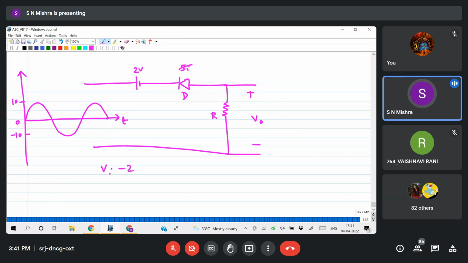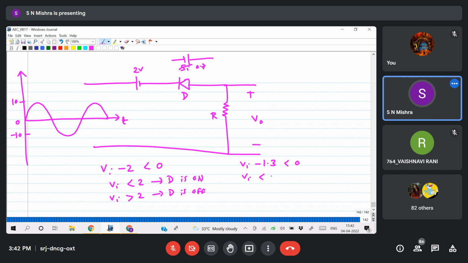Vi minus 2 should be less than 0. So Vi should be less than 2, D is on. Vi should be greater than 2, D is off. Now it is 0.7. So you connect 0.7 here. So it is in opposite direction. So Vi minus 1.3 should be less than 0. So Vi should be less than 1.3, D is on. Vi greater than 1.3, D is off.